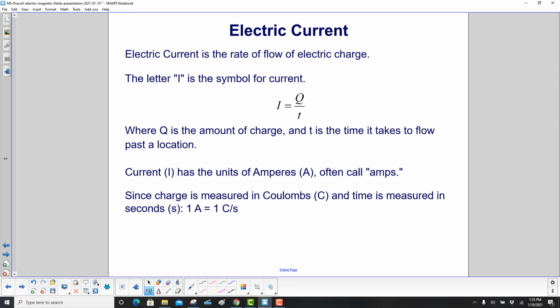Electric current is the rate of flow of electric charge. The letter I is the symbol for current. And here we have charge over time. Q is the amount of charge, and T is the time it takes to flow past a location. Current has units of amperes, which is more frequently called amps. Since charge is measured in coulombs and time is measured in seconds, 1 amp equals 1 coulomb per second.